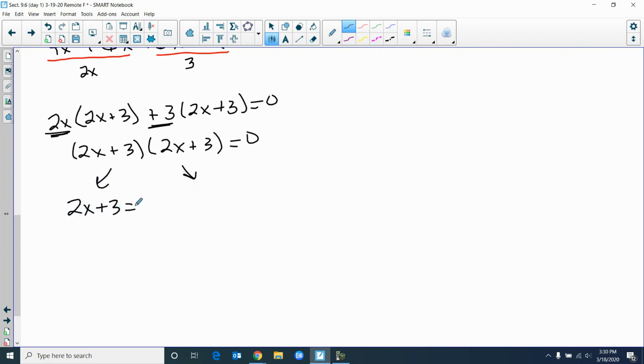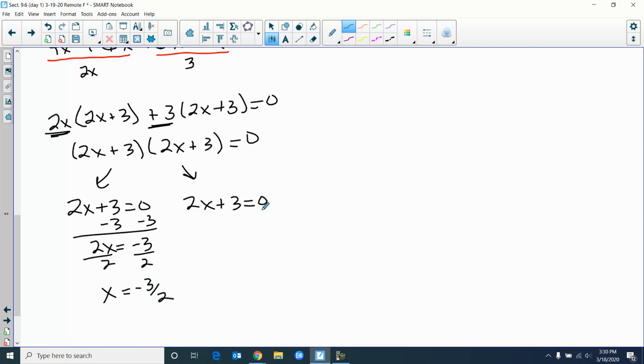We split this up. Subtract 3. Divide by 2. Go ahead and keep that as a fraction. Negative 3/2 is fine. All right, and some of you might recognize what's going to happen. I'm going to get the same answer.